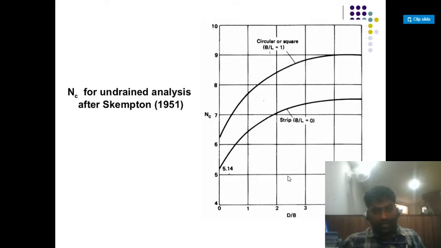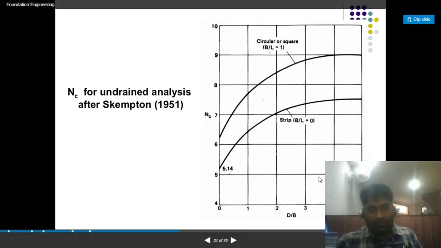So from this chart you can determine the value of Nc for undrained analysis after Skempton 1951. The y-axis gives the value of Nc, and the x-axis is the ratio of depth by width of the footing, and this curve is for a strip when B by L is equal to 0, and for circular or square when B by L is equal to 1.